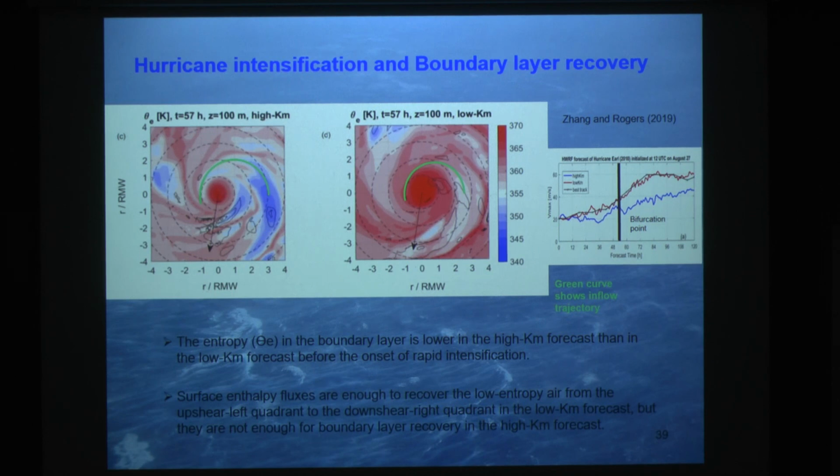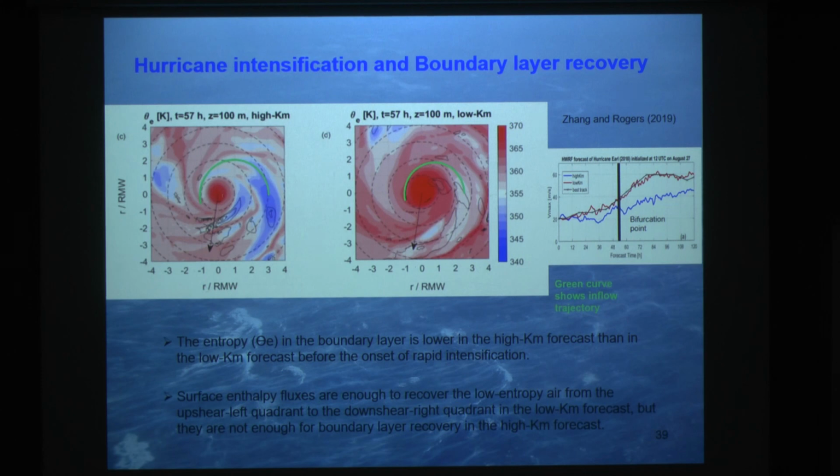You see this red curve here is the intensity time series for the low Km, the modified physics forecast, and this blue curve is the intensity time series for the unmodified physics run, and this black line is the best track. So we select the case in which our physics modification made a really good forecast, and then we look at the structure. So these left-hand side two figures show the theta E, the enthalpy. I showed that for observations at a 100-meter altitude, for the high Km forecast on the left and the low Km forecast on the right. And this arrow here is the environmental shear direction, the large-scale shear.